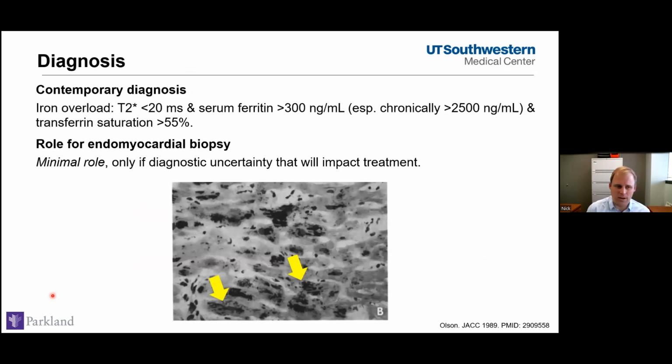Really no role for... decisions that impact different levels of chelation therapy for those patients.